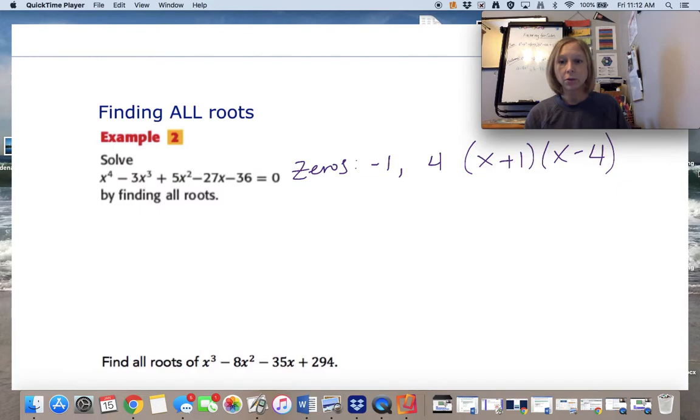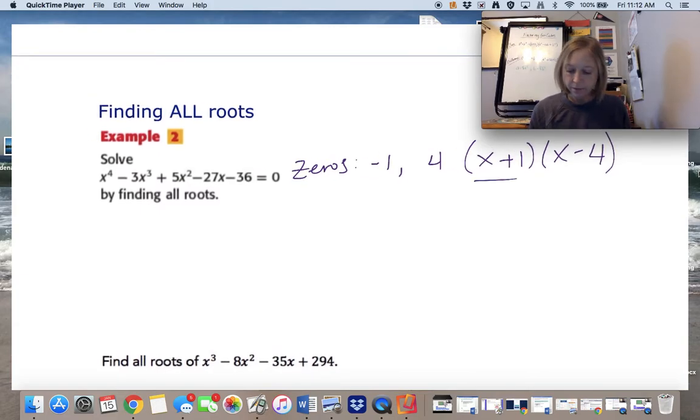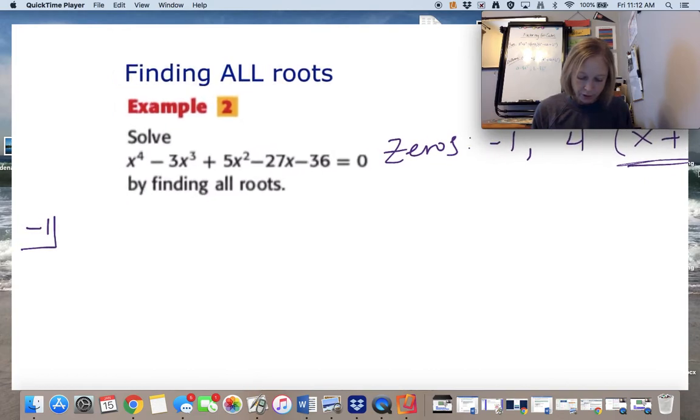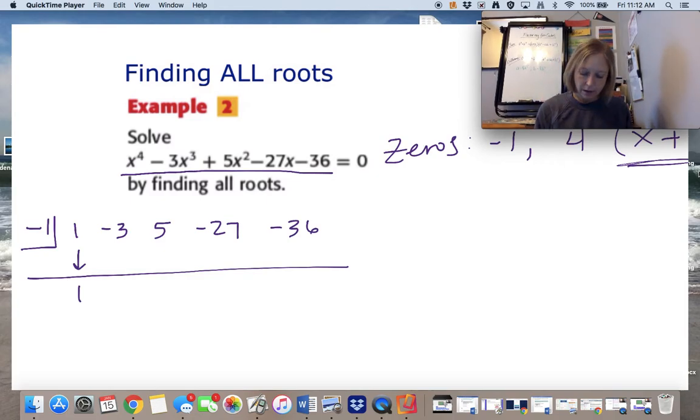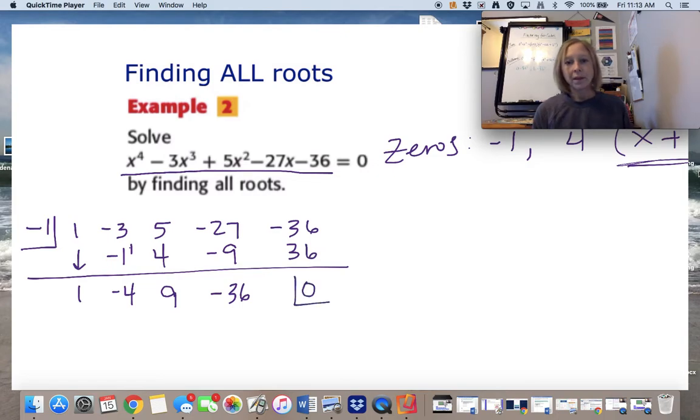And to divide quickly, because there's no leading coefficient in front of the x, I'm just going to use synthetic division. So I'm going to start with this first one here, x plus 1. So I'll write down the opposite of 1 here. And now my coefficients from my polynomial: 1, negative 3, 5, negative 27, negative 36. I'll bring down the 1 to begin. Now multiply and add. Negative 1, add these together, negative 4. Positive 4, add those together, 9. Negative 9, add these together, that would be a negative 36. Multiply those, get a positive 36, add those, get 0. So we also just validated that x plus 1 is a factor.